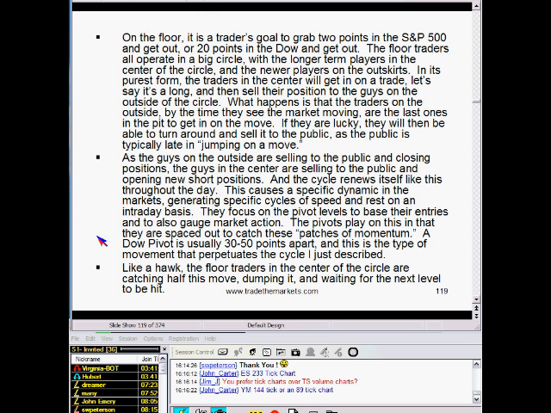Also, a lot of traders trade solely on indicators, and indicators are generally lagging behind price action. So if you're playing pivots, you're playing a pure price action-based strategy.